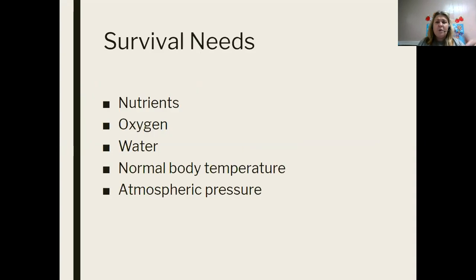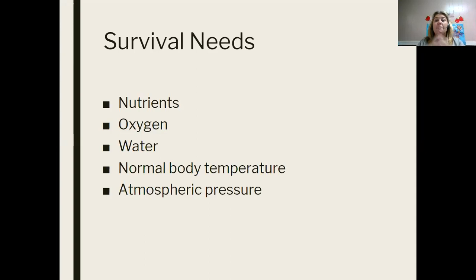Now, another thing that's important for us to stay alive are survival needs, things that we have to have in order to be able to survive. Nutrients. Now, notice that is not food. Food is not a survival need. You do not have to have food. Somebody can hook you up to an IV that's giving you nutritional composition, and as long as you're getting some type of nutrients into your body, that's all you need.